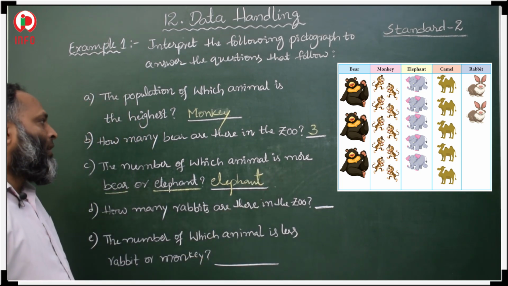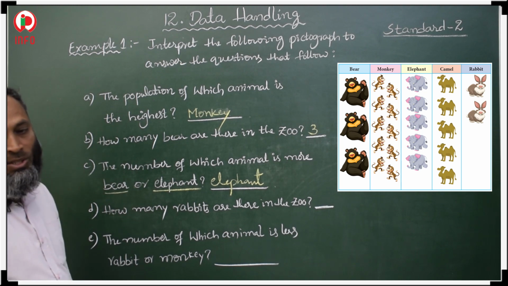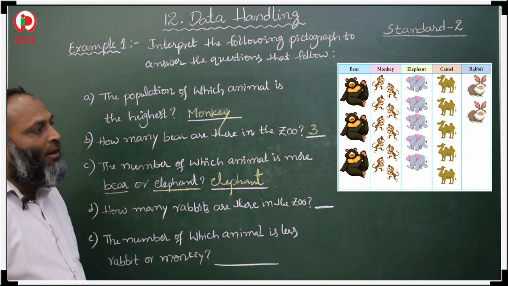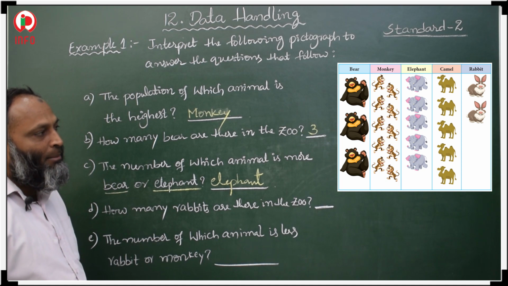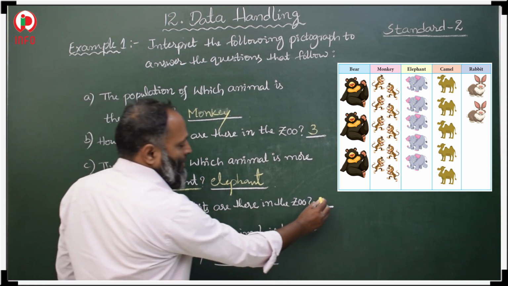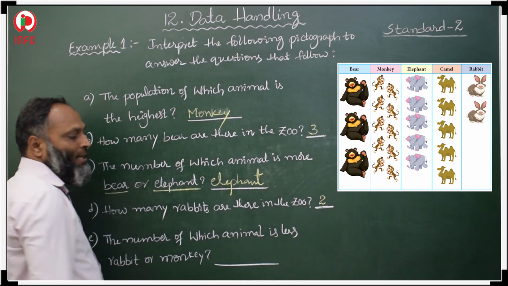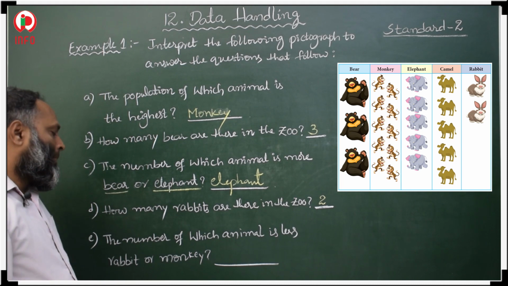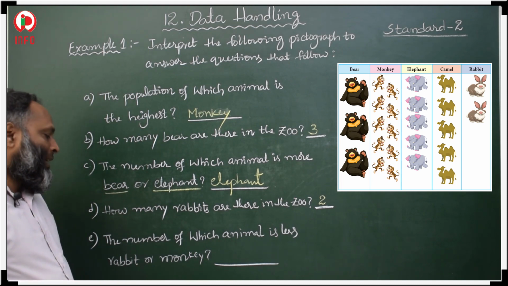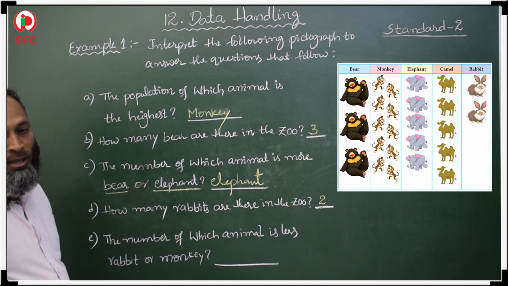Okay. Next question, how many rabbits are there in the zoo? In the last column it is given, how many rabbits are there? Only 2 rabbits were there. So the answer is 2, okay. The next, the number of which animal is less? Rabbits or monkeys?